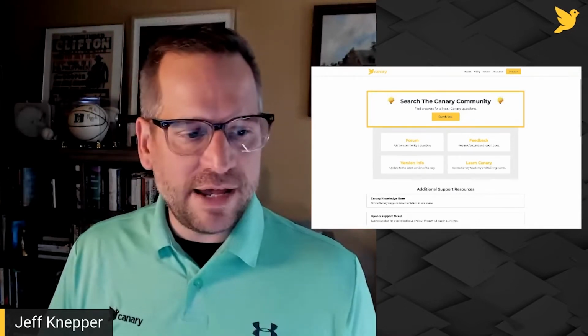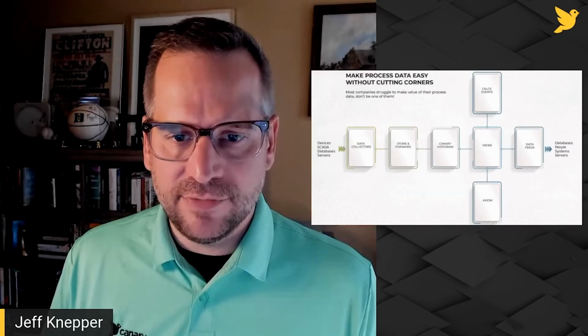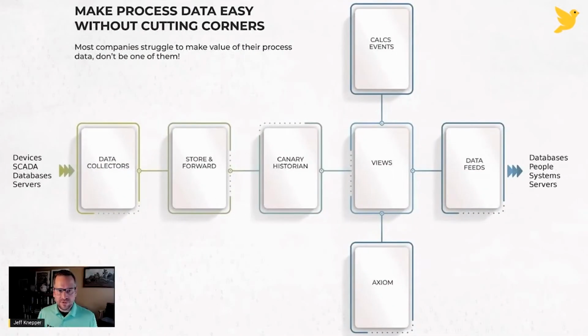All right, let's move back over to step 3. Step 3, where we've left off, just to remind everybody, is we have finished up the data collection. That's data collectors through historian. We've talked about context, how Views offers asset models, and we're going to actually see a little bit of that today, as well as our calcs and events. So today we're going to focus on Axiom, and then finally our data feeds, how to get data out to other people and other third-party applications and systems.